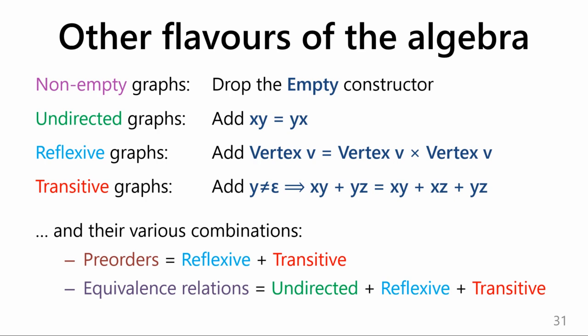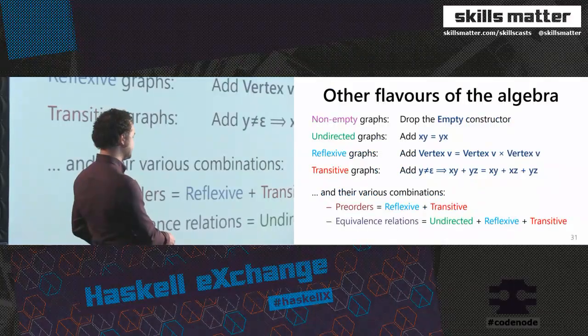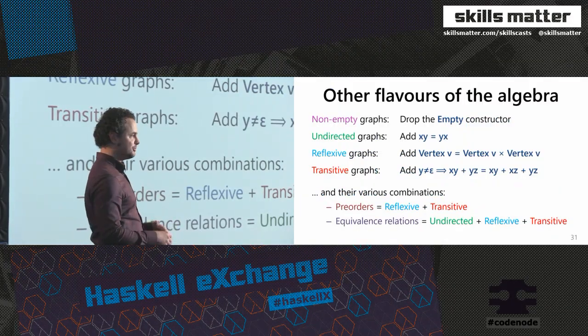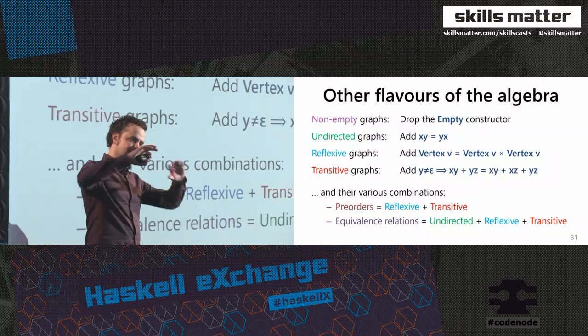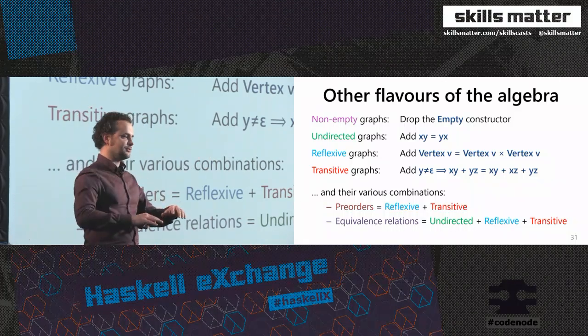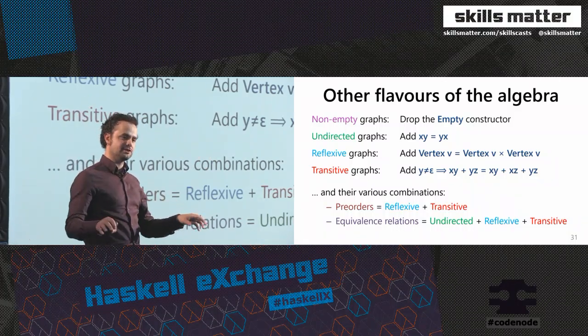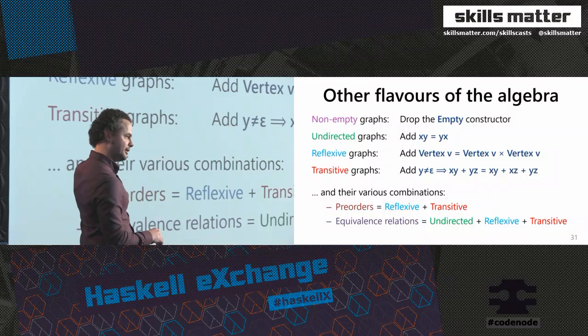So you can mix and match these various sets of laws and obtain some interesting structures. In particular, if you put together undirected graphs, reflexive and transitive together, you end up with just equivalence relations. So the graph structure completely collapses down to something very trivial, just equivalence classes, if you start adding more and more axioms.